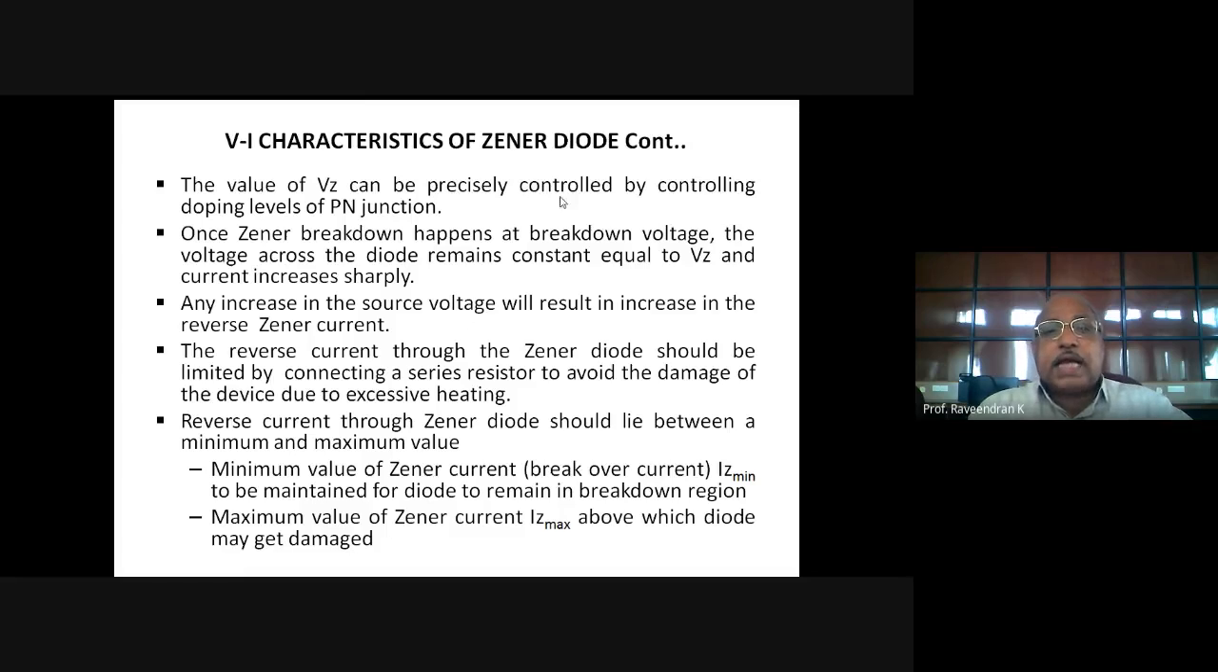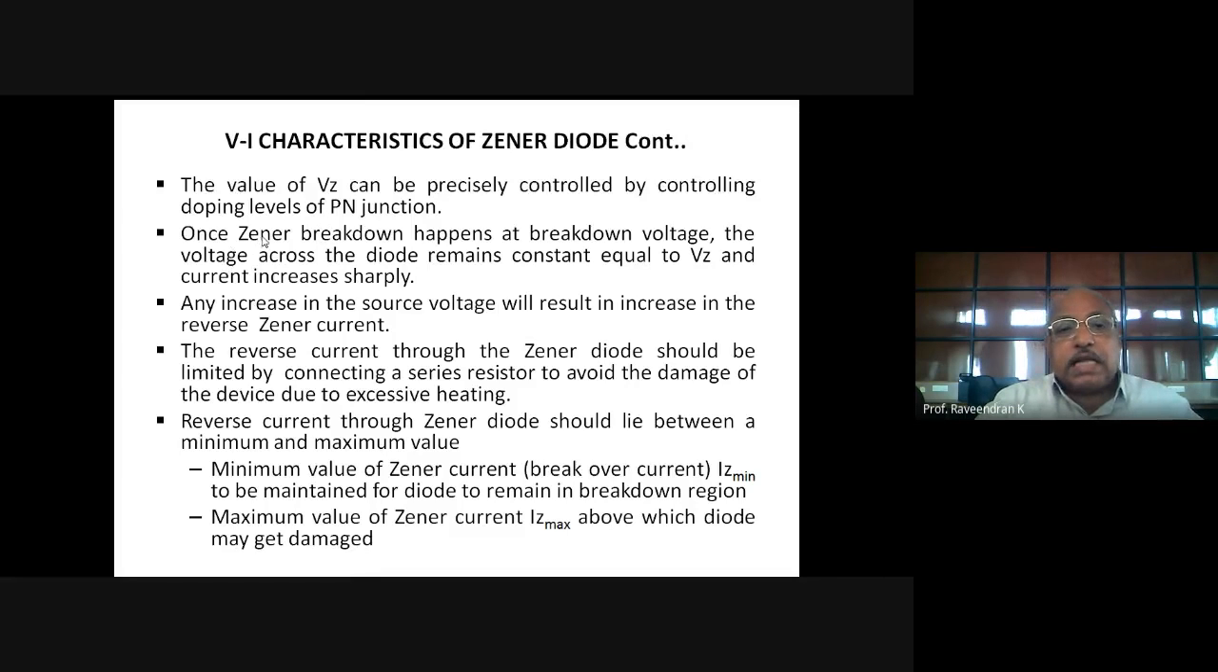Now, the value of VZ can be precisely controlled by controlling the doping levels of the PN junction. The VZ can be designed by properly controlling the doping level of the PN junction, because the PN junction is a reverse bias junction that is heavily doped. So the doping can be controlled, and with this control of the doping, the VZ can also be controlled. And this VZ has a direct impact from temperature rise. With increased temperature, VZ can be increased in the case of a Zener diode.